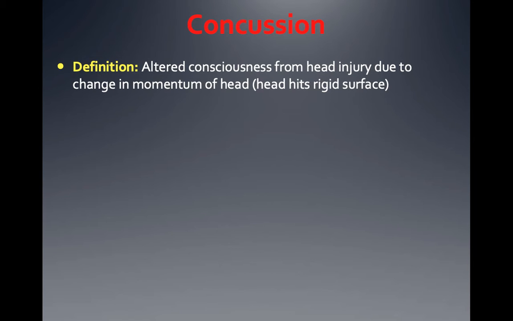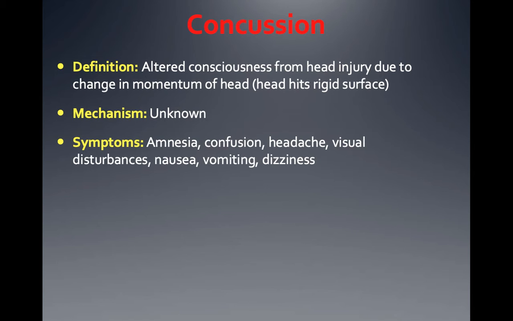And then due to multiple kinds of injuries, including fractures, you can have a concussion. The definition of a concussion is altered consciousness from head injury due to change in momentum of the head. So the head can be hit, or the head can hit a rigid surface, and there's going to be issues with the brain. Mechanism unknown how this concussion occurs, but symptoms can be amnesia, confusion, headaches, visual disturbances, nausea, vomiting, dizziness.